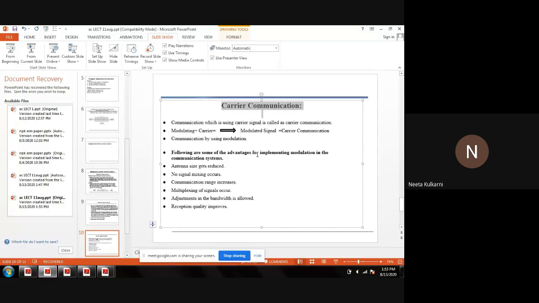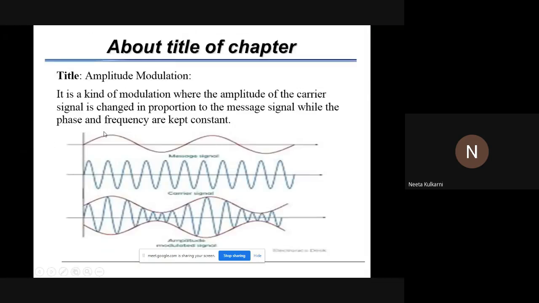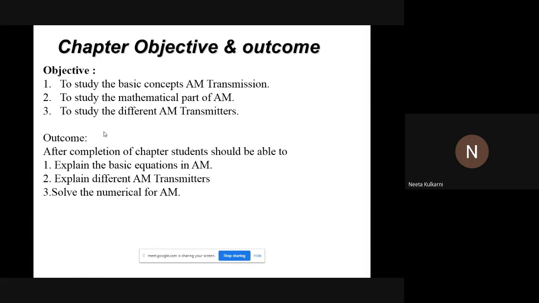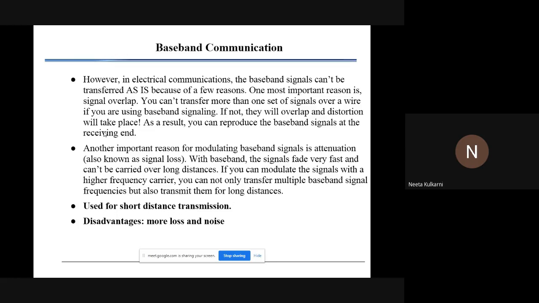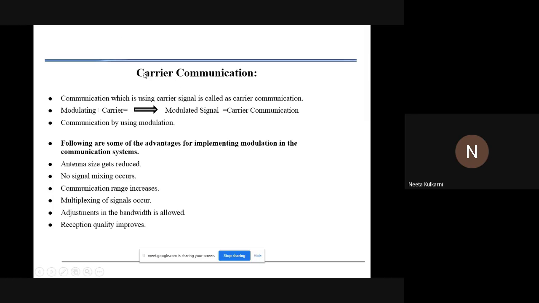What does carrier communication mean? With modulation. Carrier means using modulation. So whenever the word carrier comes, you have to understand it is a system in which modulation is used. That is the concept of carrier communication. Here we will see one by one. Communication which uses the carrier signal is called carrier communication. So when a carrier is used, it means it is implementing the modulation process.